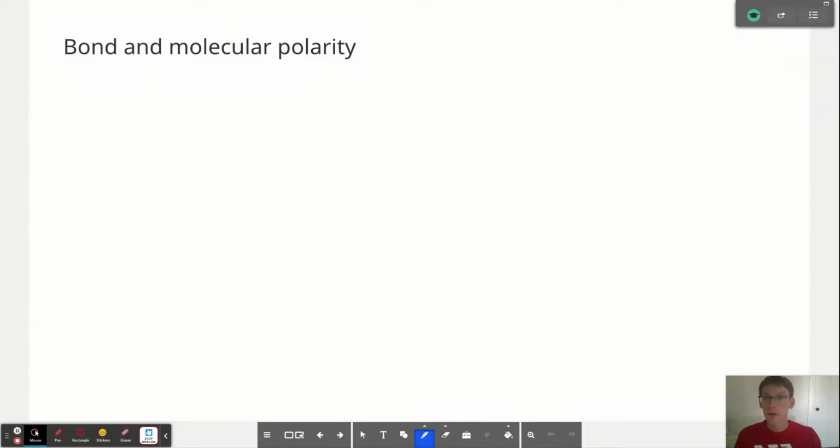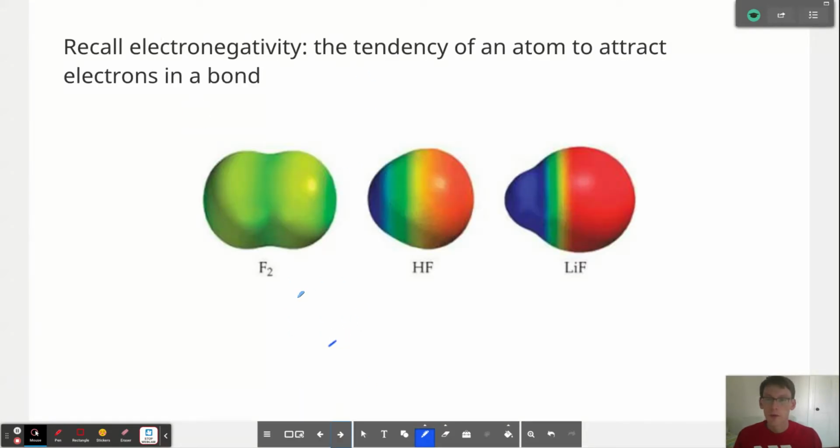In this video, we're going to learn about bond and molecular polarity. You might recall that we learned about electronegativity before, and we were able to look at electronegativity differences to determine whether a compound is covalent or ionic. And then among covalent, there was the question of polarity, like how polar of a covalent bond are we considering?